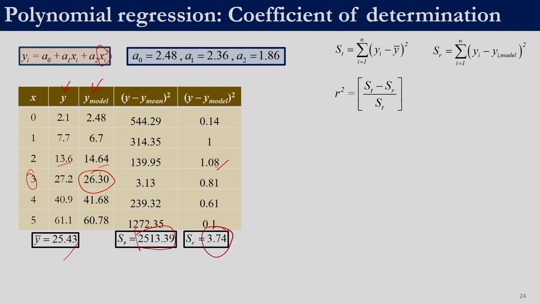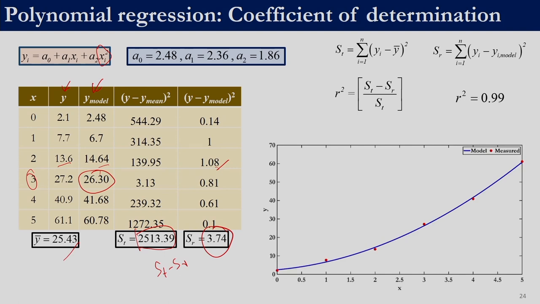From here itself, we can see that ST minus SR is significant. So the model coefficients which we determined are actually better than considering the mean itself as the model. So R square in this case should turn out to be very good. If we plug in these values in the expression ST minus SR by ST, we get an R square of 0.99.